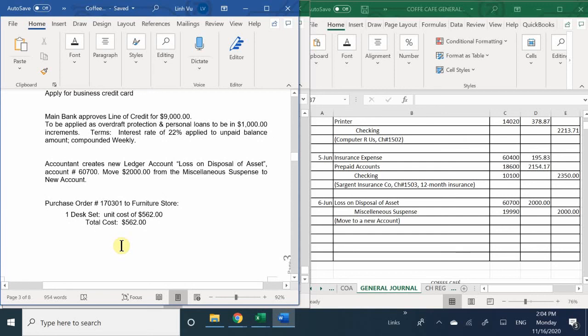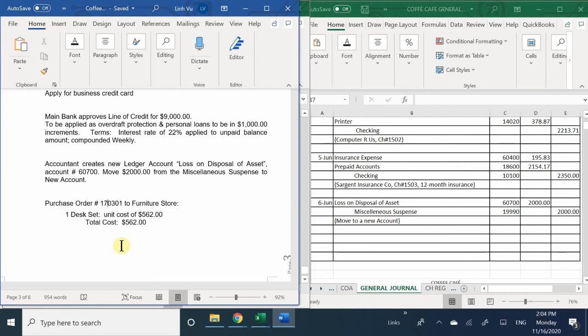Next is a purchase order, 170301 to Furniture Store for one desk set, unit cost of $562 and a total cost of $562. Okay, so do I record this transaction? Well, I don't know that you put it on the journal yet, but you will in purchase orders. Yes, good. You don't need to record the transaction yet because all we did was submit an order. We haven't received the product nor did we pay for the product yet.